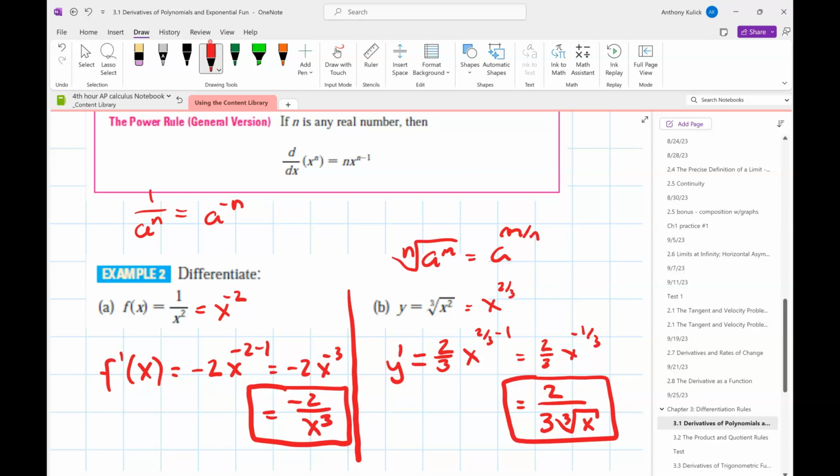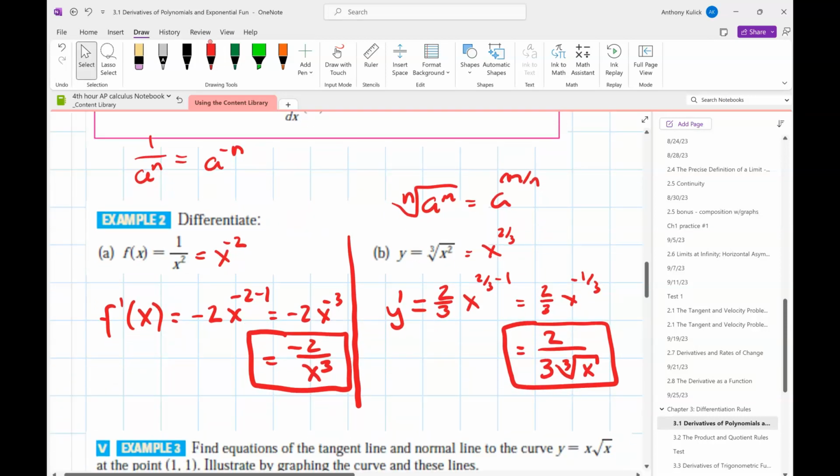Everybody's okay with how I got from 2/3 x to the negative 1/3 to that final one? The negative makes the x go in the denominator and the 1/3 makes the cube root. Isn't this nice? Think about how big of a pain some of these would be to do with that limit definition. But wait, there's more.